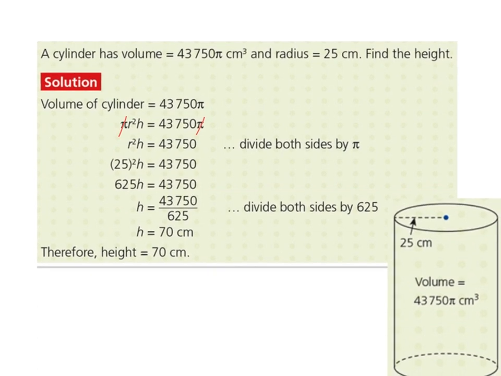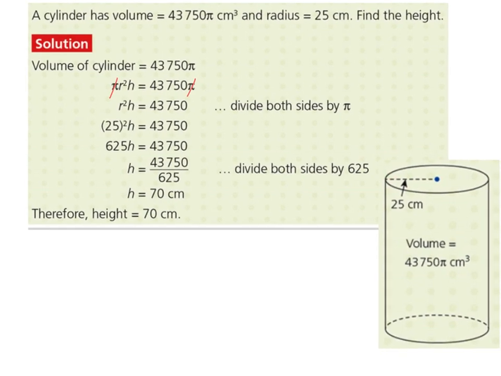So just a slightly different way of doing it, and we can see that the radius was 25, that's what was given. And the height, which is what we were looking for, ends up being 70 centimeters. So we've worked out the height of the cylinder. If the cylinder was lying on its side, technically you could say you'd worked out the length. So just be careful of the phrasing of the question.